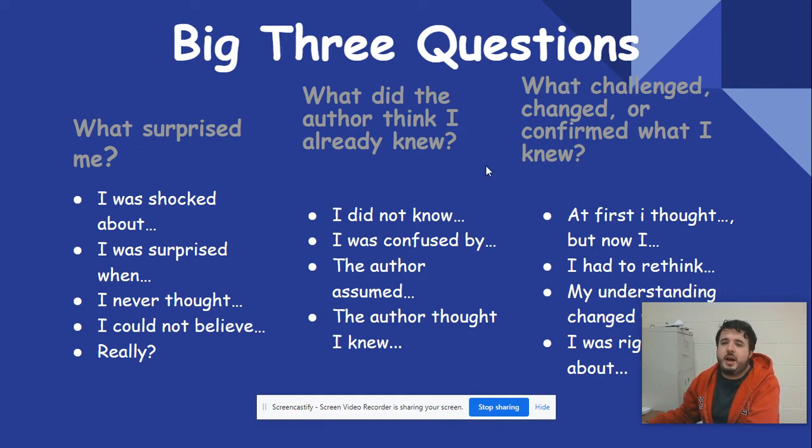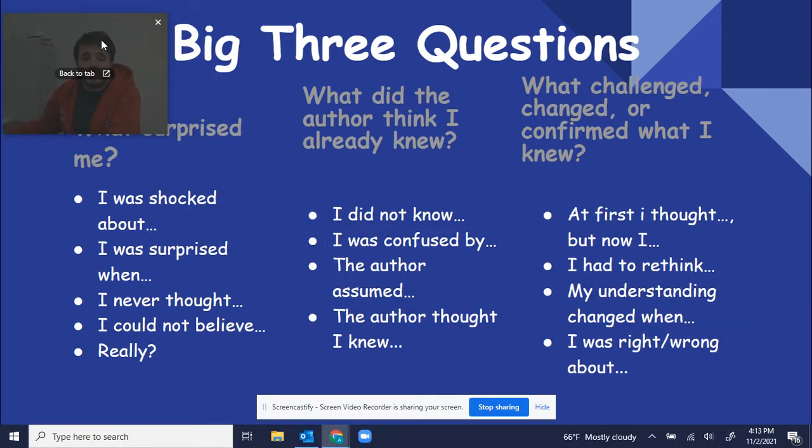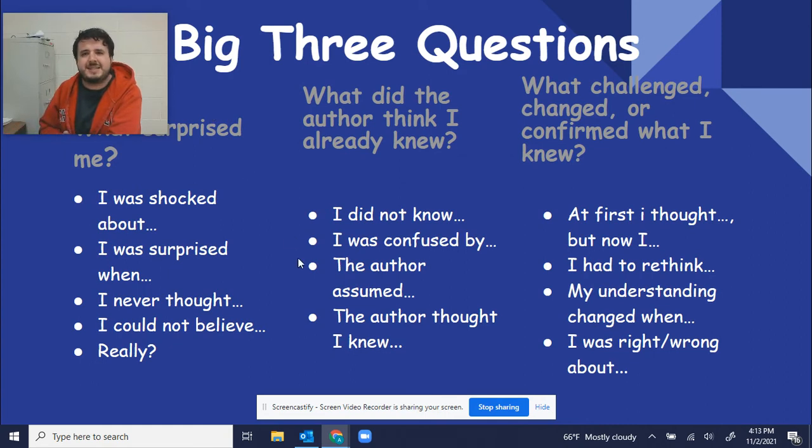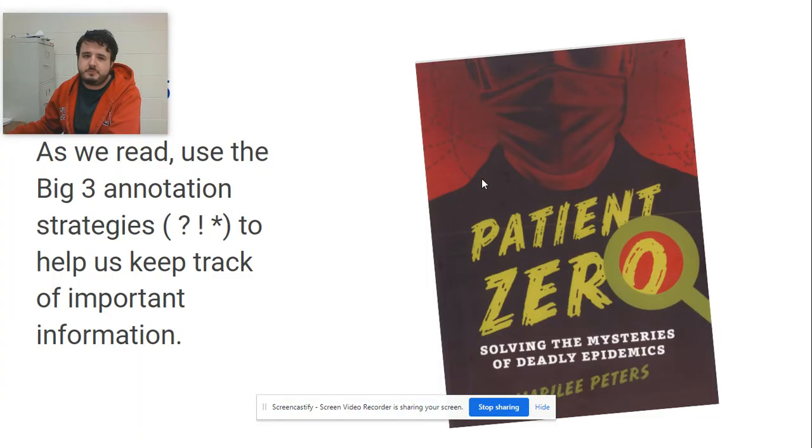And the third one, what challenged, changed, or confirmed what I already knew? That's asking us to make connections to our previous learning, right? At first, I used to think, but now I think this. I had to rethink my understanding of this. My understanding changed. I was right or I was wrong. This is just asking us to think critically about what we already know. We mark this with a star.